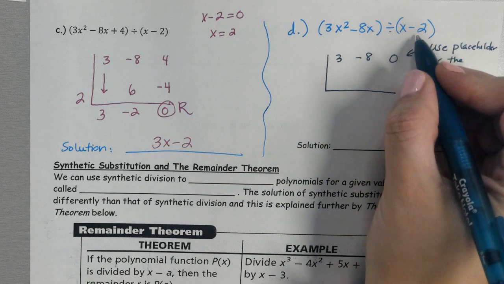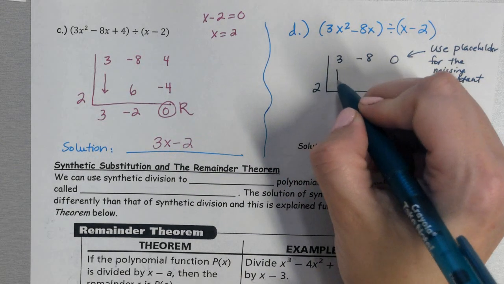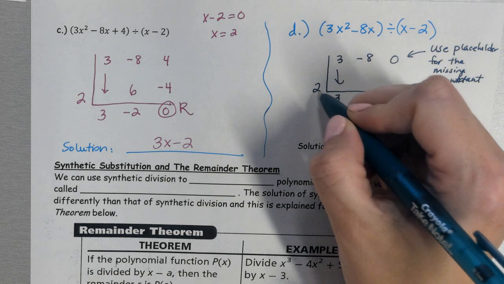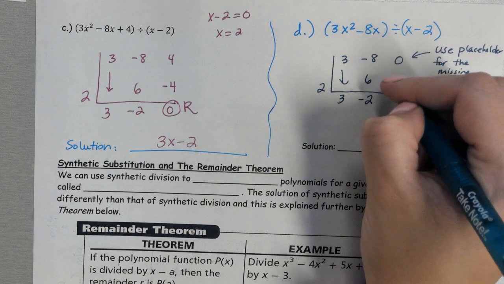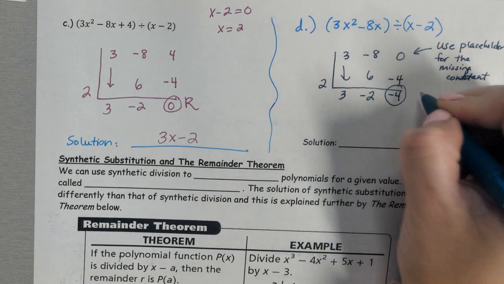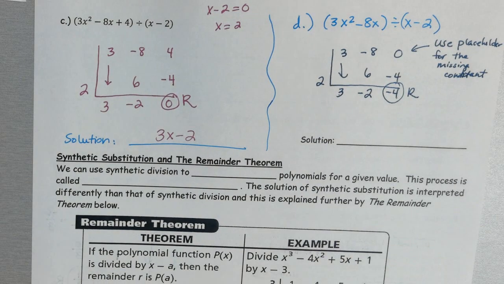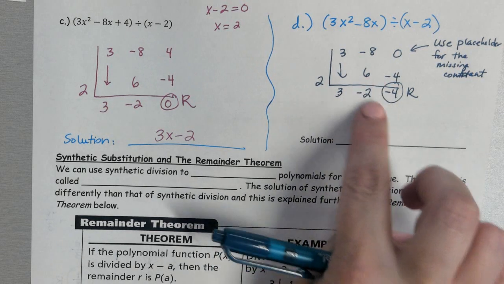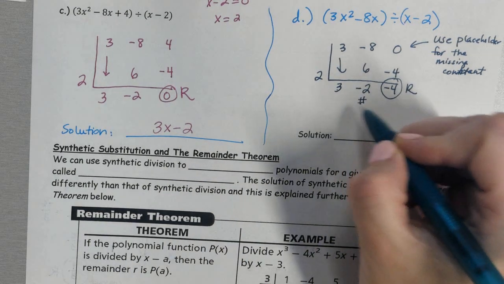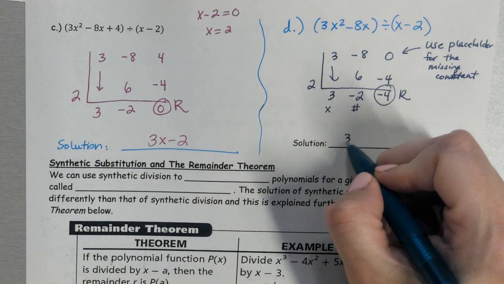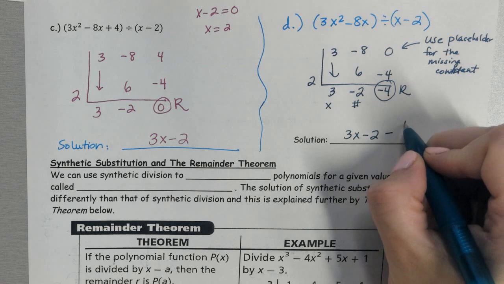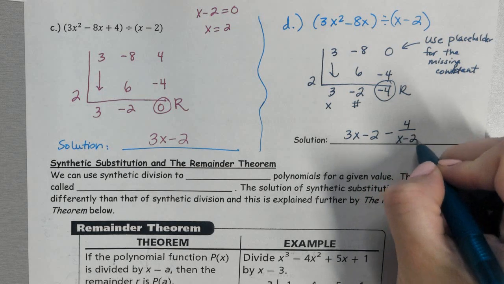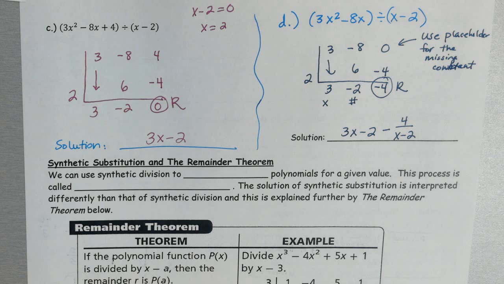Okay, and then again, this was x minus 2, so we know this is going to be 2. So 3 times 2 is going to be 6. We have negative 2 here. This is negative 4. When you add together, this is going to be your remainder. Okay, if you didn't have that, then it would change this. So this is your number, this is your x term, so this is going to be 3x minus 2. And now you can do minus 4 over x minus 2. You could also do the plus or negative. Either one of those are fine.